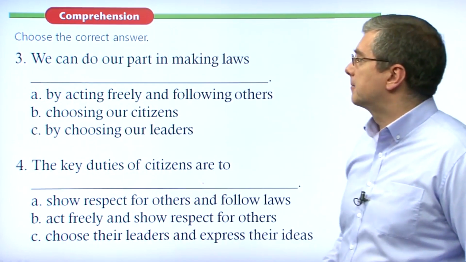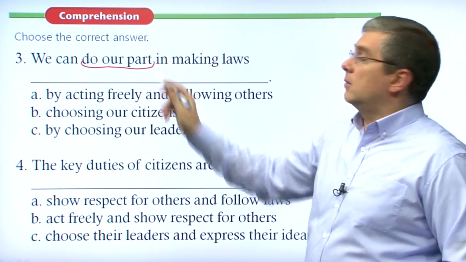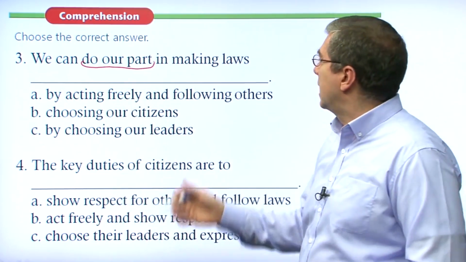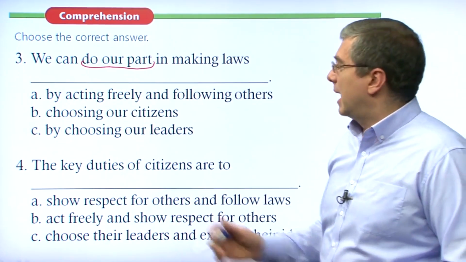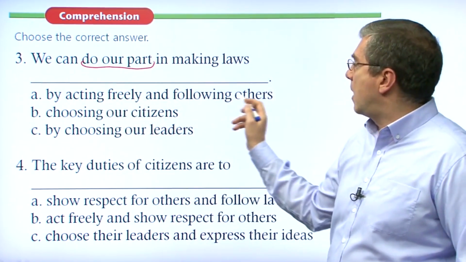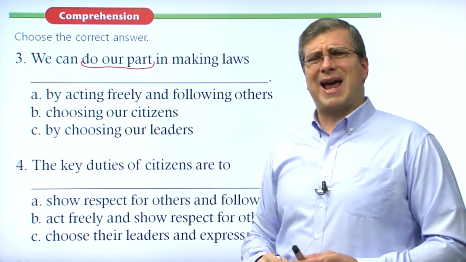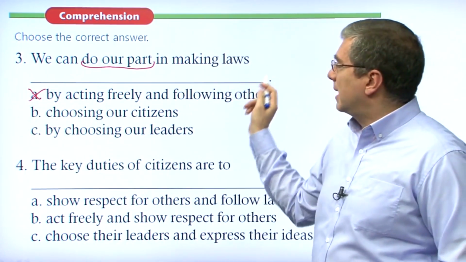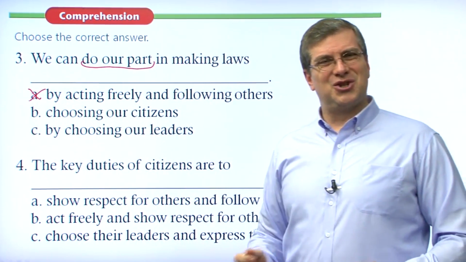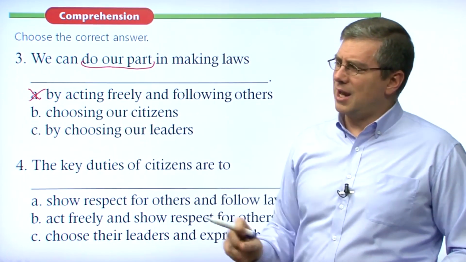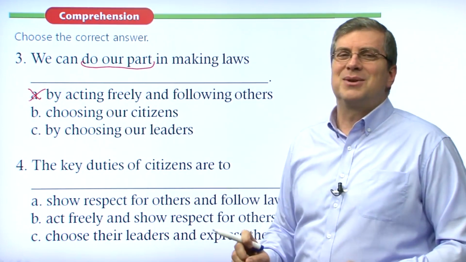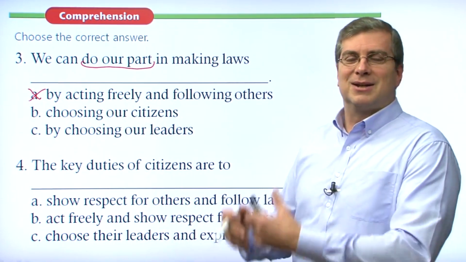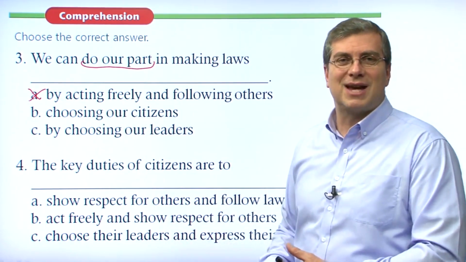Okay, let's move on to number 3. We can do our part, right? We do our part in doing something. We don't make laws, but we can do our part in making laws. How? How do we do that? A, by acting freely and following others. Do we make laws by acting freely and following others? That sounds strange. That's not correct. But do our part in making laws, choosing our citizens. Do we choose citizens? You say, oh, okay, I think you should be a citizen of this country. No, we don't do it that way. Somebody's born in the country, they're a citizen. We don't choose citizens, right? Yeah, if they're born, if they're a member of the society, they are a citizen.